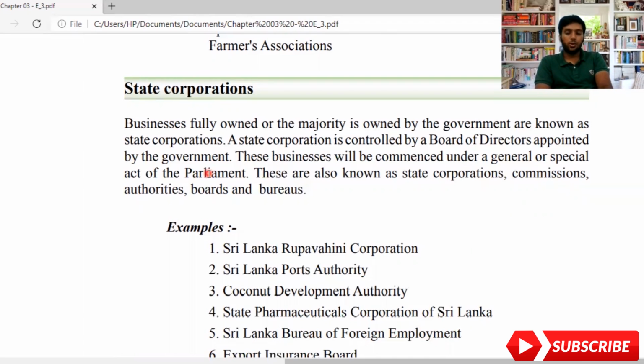So if you really want to run a company, you need to have a board of directors appointed when it comes to a state corporation. And all the corporations start with an Act of Parliament. With that, you can start. These are also known as state corporations, commissions, authorities, boards, and bureaus.